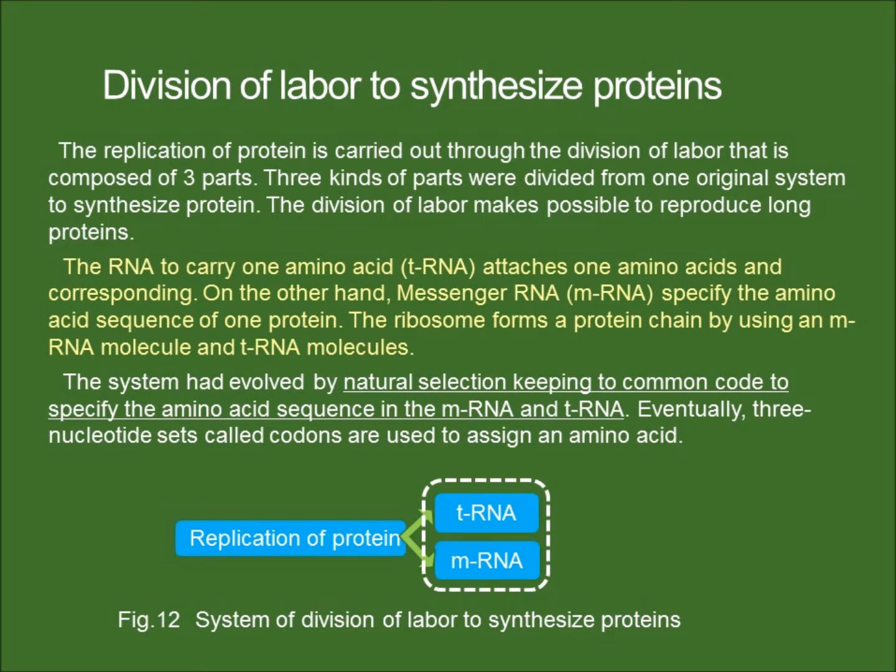The ribonucleic acid that carries one amino acid, T-ribonucleic acid, attaches one amino acid and the corresponding ribonucleic acid. On the other hand, M-ribonucleic acid specifies the amino acid sequence of one protein. The ribosome forms a protein chain by using an M-ribonucleic acid molecule and T-ribonucleic acid molecules. The system had evolved by natural selection keeping to a common code, to specify the amino acid sequence in the M-ribonucleic acid and T-ribonucleic acid. Eventually, sets of 3 nucleotides called codons are used to assign an amino acid.